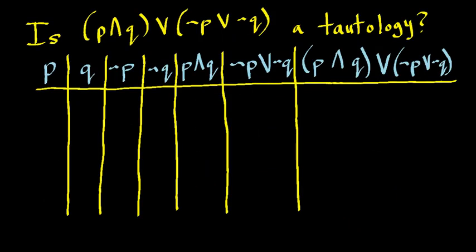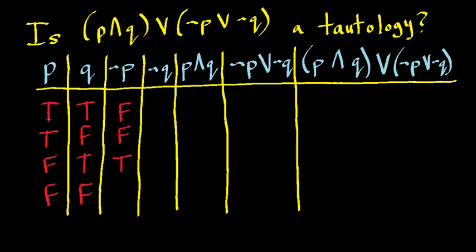Let's try another problem. In this problem, we're trying to prove whether the top statement is a tautology. Again, we can complete the P and Q columns. The negation of P is just the opposite of the P column. So when P is true, negation is false. When P is false, negation is true. The negation of Q is the opposite of the Q column. When Q is true, the negation is false. And when it's false, the negation is true.